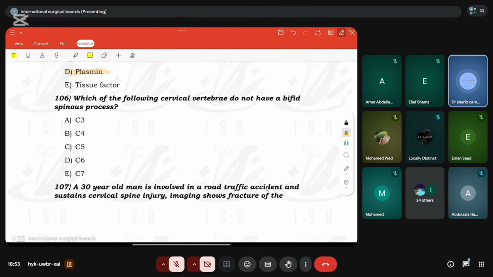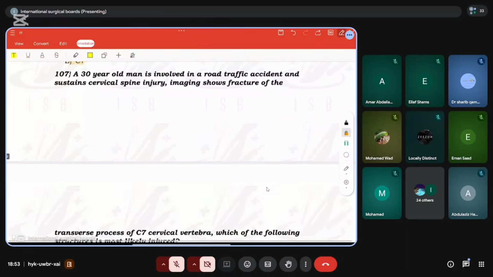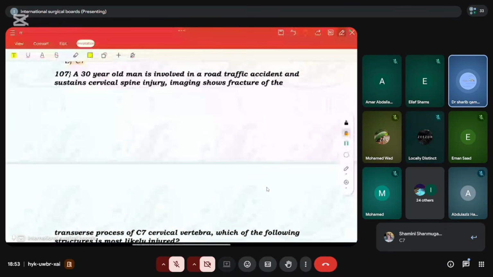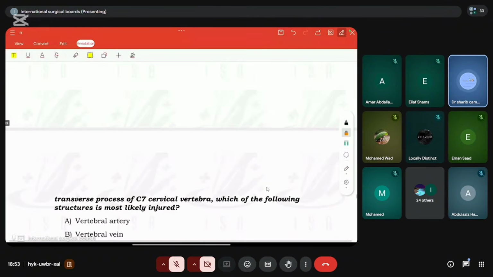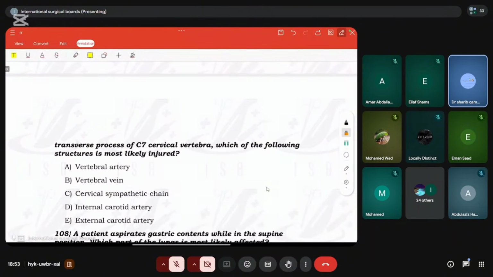Which of the following cervical vertebrae does not have a bifid spinous process? That's C7. It doesn't have a bifid spinous process. Okay, good. A 30-year-old man is involved in an RTA and sustained a cervical spine injury. The imaging shows a fracture of the transverse process of the C7 cervical vertebra. Which of the following is most likely to be injured? There is the transverse process of C7. Is it the vertebral vein?